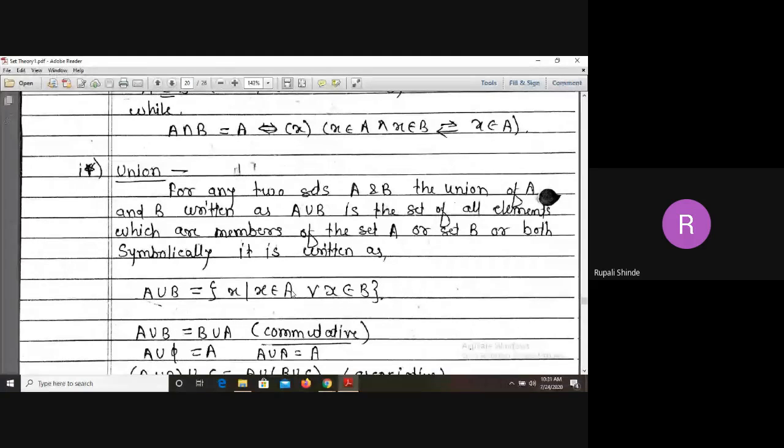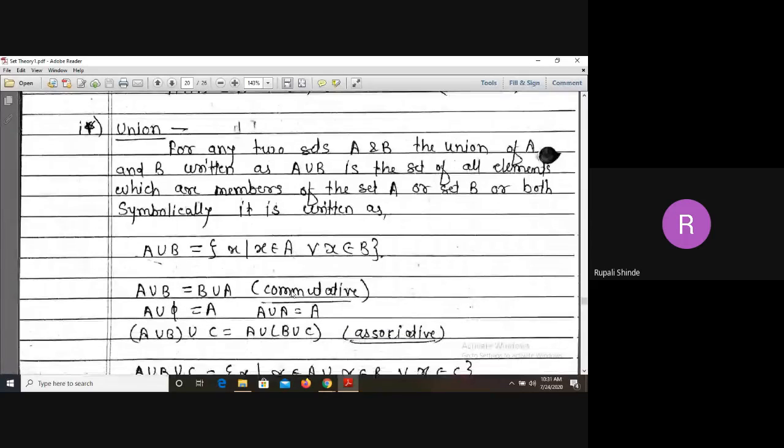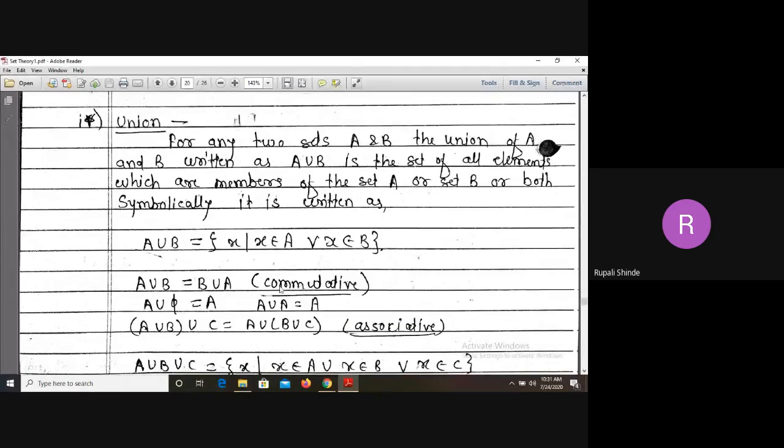Okay. So now we will discuss the properties satisfied by this union operation. First property that we have seen, that is the commutative property. So A union B is equal to B union A. Again, A union phi is equivalent to A, and A union A is equivalent to A only.